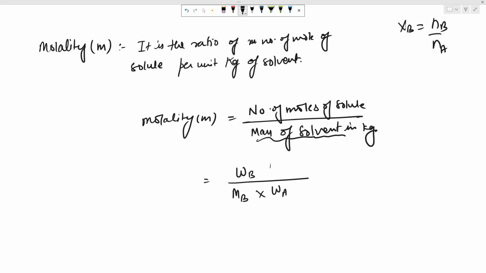If it is in grams, this is also in grams. Since we have to convert this into kg, we have to divide by 1000, so we will multiply it here. So molality can be written as WB upon MB into 1000 upon WA. Now 1000 can be written as 100 into 10.